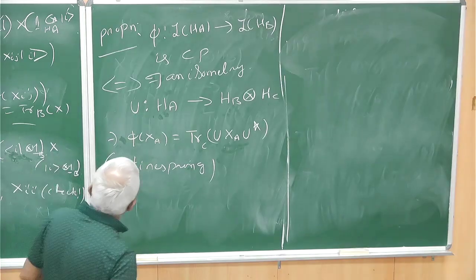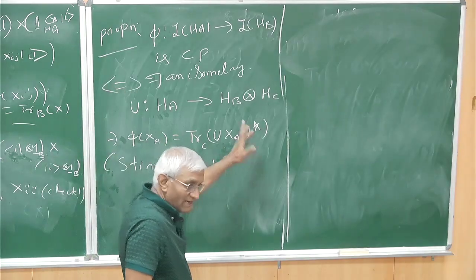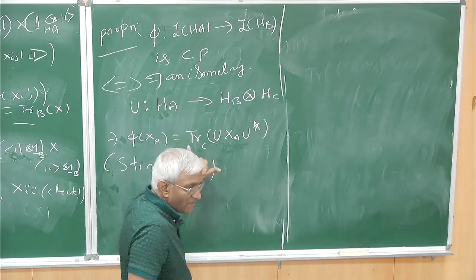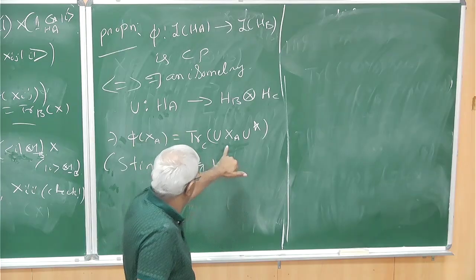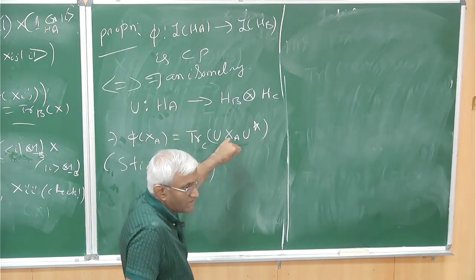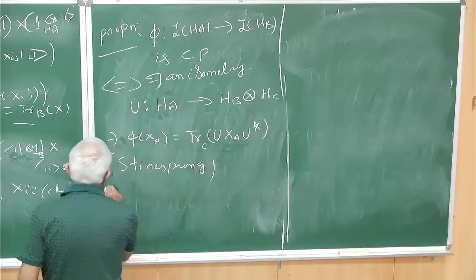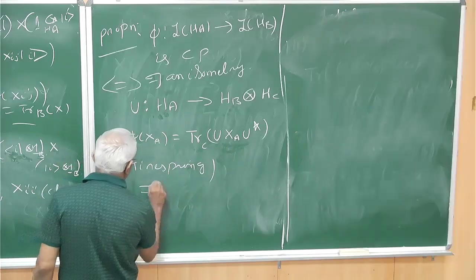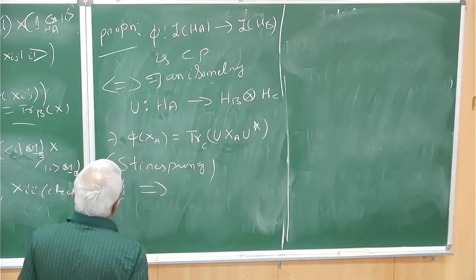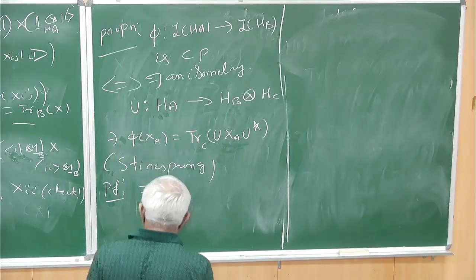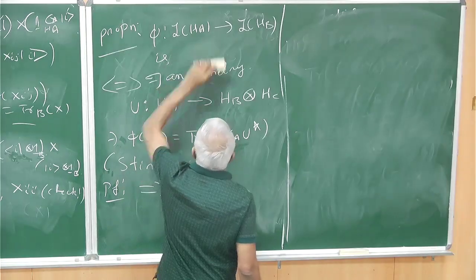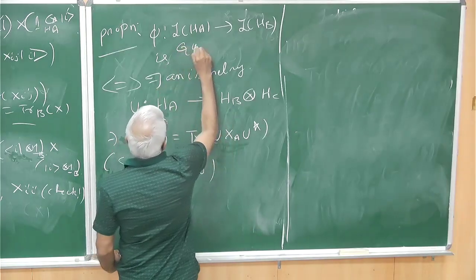One way is clear. Of course, this is CP. We have already proved that the partial trace is a CP map, and a homomorphism is a CP map, so the composition is a CP map. So this way is proved, and we only have to prove the other way. I forgot to say it's not just CP, it's a quantum channel.